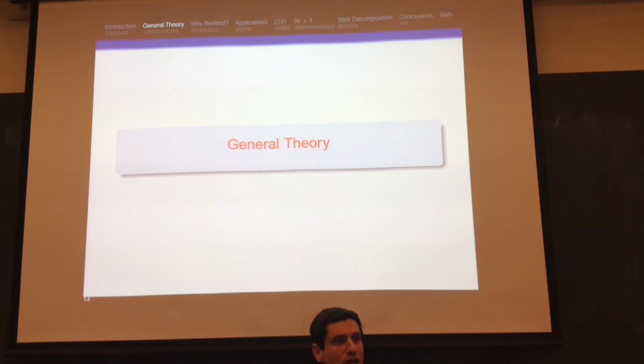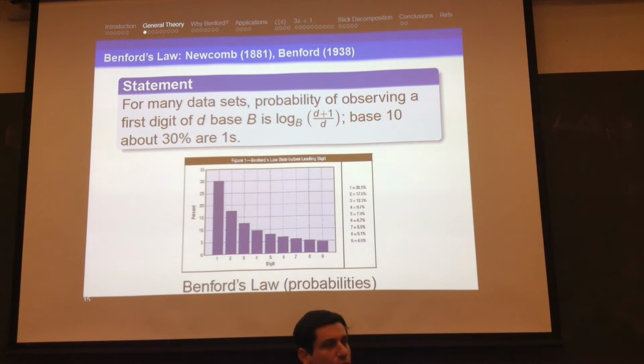All right, so let me talk a little bit about the general theory. For many data sets, the probability base b of a first digit of d is the log base b of (d plus 1) over d. So if we're looking base 10, which we'll do most of the time, about 30% of the time you'll start off with a 1. All right, so here are the Benford probabilities.